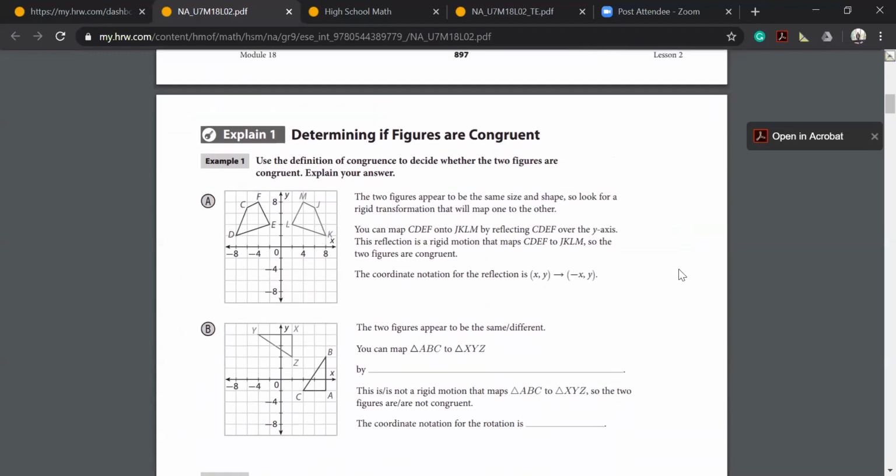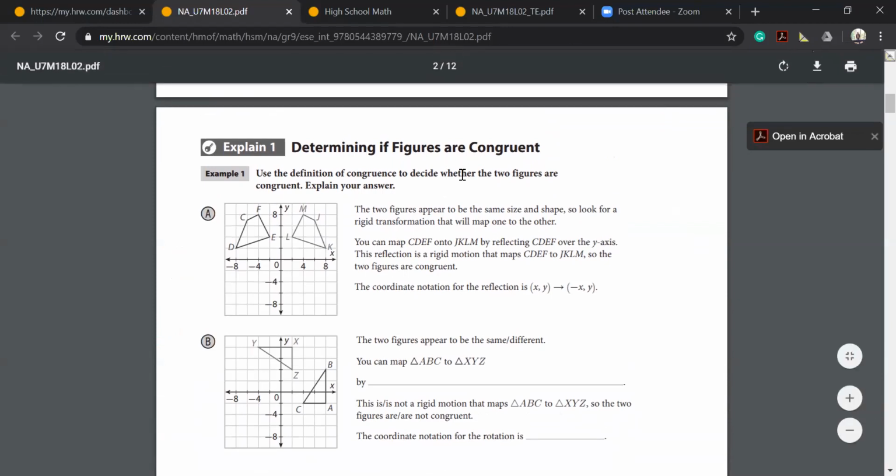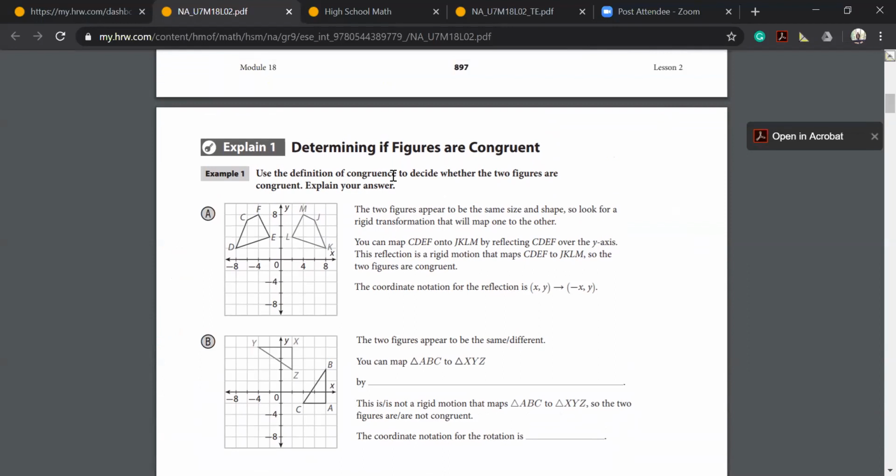Okay, let's go back to our book and let's go to the second page. Yes, determining if figures are congruent. Today we are going to be having two concepts. So let's start with the first concept. Use the definition of congruence to decide whether the two figures are congruent or not, and explain your answer. We said two figures are congruent if what can happen? If there is a sequence of rigid transformations, reflection or rotation or translation, that I can do so that I can map one figure to the other.